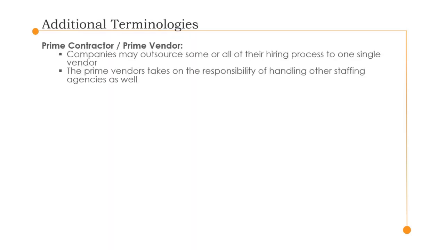Let's look at a few additional terminologies. Firstly, we have prime contractor, also known as prime vendor. Companies may outsource some or all of their hiring process to one single vendor. This can be their prime vendor. The prime vendor takes on the responsibility of handling other staffing agencies as well.